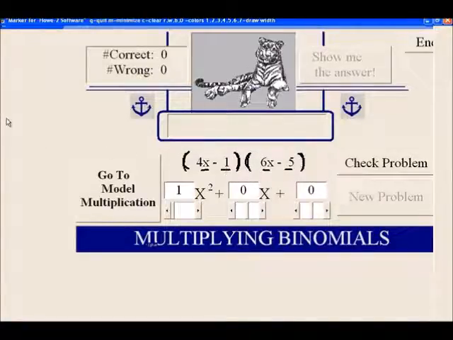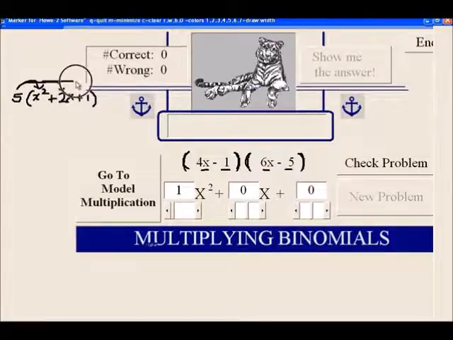Now, previously we had multiplied using the distributive property, like if we had 5 times x squared plus 2x plus 1, and we had to multiply the trinomial here by a single monomial. We would have to multiply everything in here by that 5. So the answer would be 5x squared, the answer to the multiplication problem, plus 10x plus 5. That's what it means to multiply a quantity times a monomial.